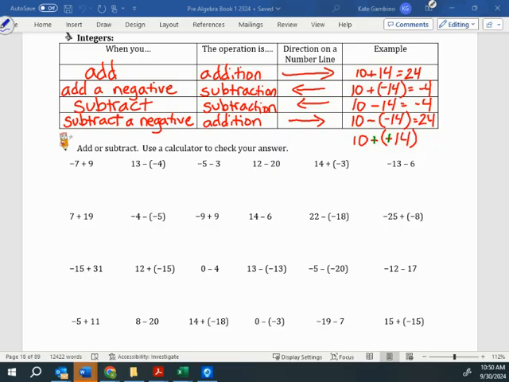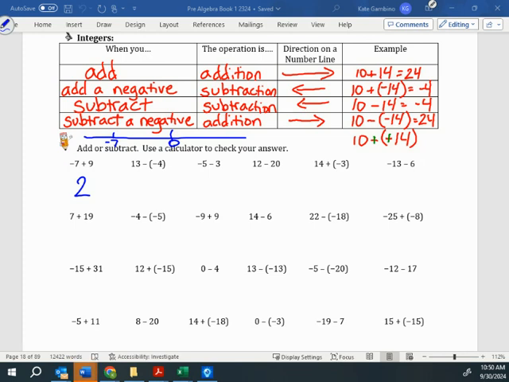So if we look here, negative 7 plus 9, what would my answer be? Negative 7 plus 9, Rocco? 2. Because if I'm looking at a number line, I know here's my 0. If I'm at negative 7 and I'm adding, I know I'm going to the right. So I need to move over 9 places, and I would end at positive 2.